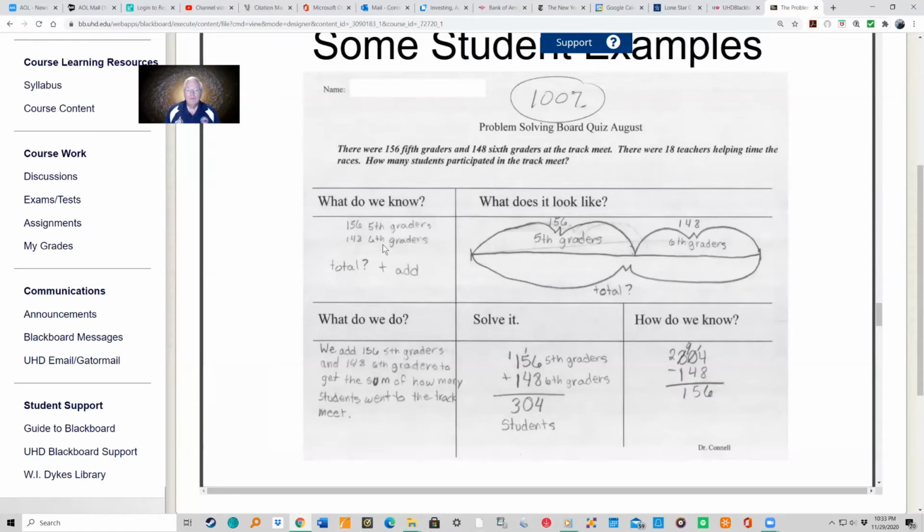Hopefully from our work with fact families earlier, you will recognize this way of representing addition on the number line, and you'll see that the student indeed did represent the problem appropriately.